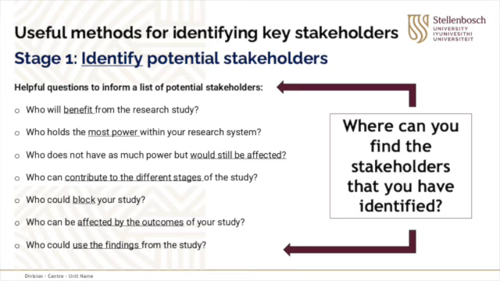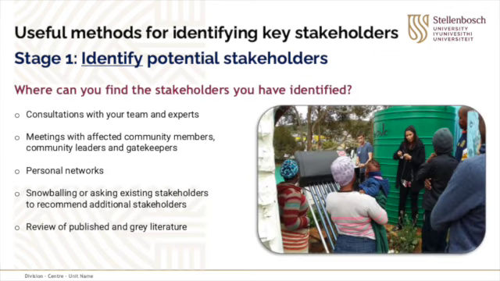So along with identifying the stakeholders that you need for your research, you also have to determine where you're going to find them from. And this can be more obvious, obviously, for some stakeholders than it is for others. And ways of identifying stakeholders are, well, you can quite simply consult with your own team or experts in the field. You can meet with community members, gatekeepers, massage your personal networks, use a snowballing approach, ask existing stakeholders to recommend additional stakeholders, and also do a review of published and grey literature.